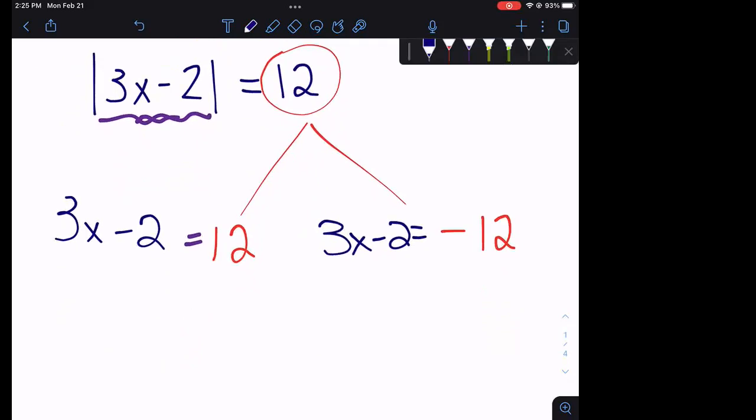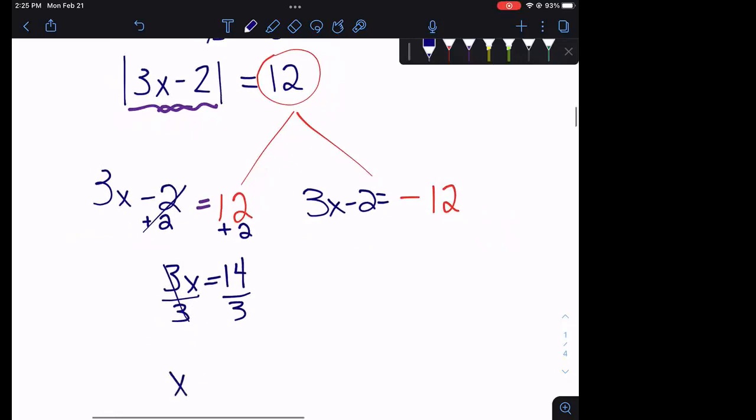So these are just multi-step equations. You should have learned all about these in Algebra 1. So we're going to add 2 to both sides. It's going to give us 3x equals 14. We're going to divide both sides by 3 here and get x equals 14 over 3. If it is an improper fraction, that's okay. You could write it as a mixed number if you wanted. 4 2/3 would be fine as well.